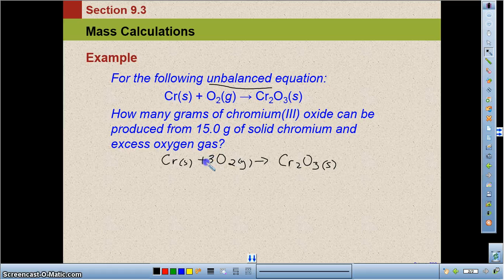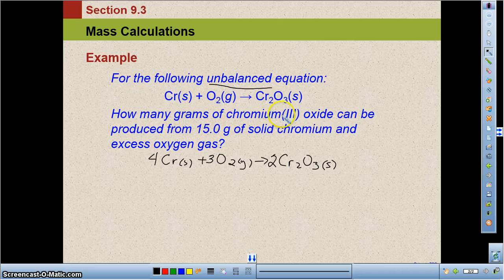So we probably need a 3 here, and we probably need a 2 here to balance our oxygen, and a 4 here. So now we're balanced, and that step may take you a little bit longer depending, so don't get frustrated with it. Always start with a balanced equation. Now write down the information from the problem, just like we did before.